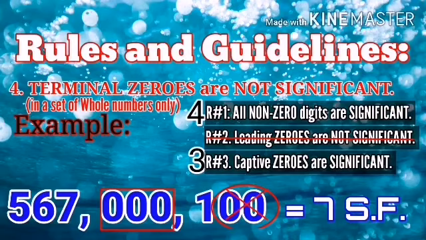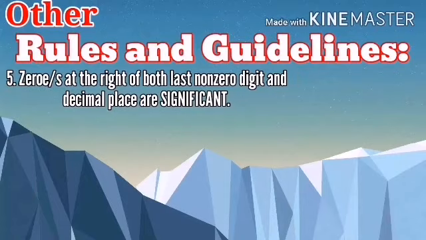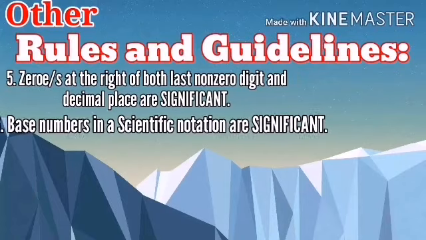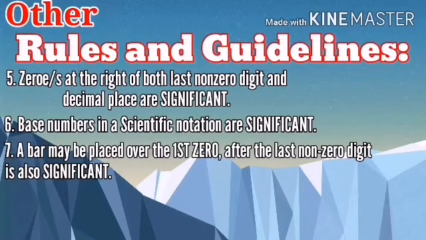Very good. May iba pa tayong rules and guidelines sa pag-identify ng significant figures para hindi tayo mamamali. Number 5. Zeros at the right of both last non-zero digits and decimal place are significant. 6. Base numbers in a scientific notation are significant. 7. A bar may be placed over the first zero after the last non-zero digit is also significant.